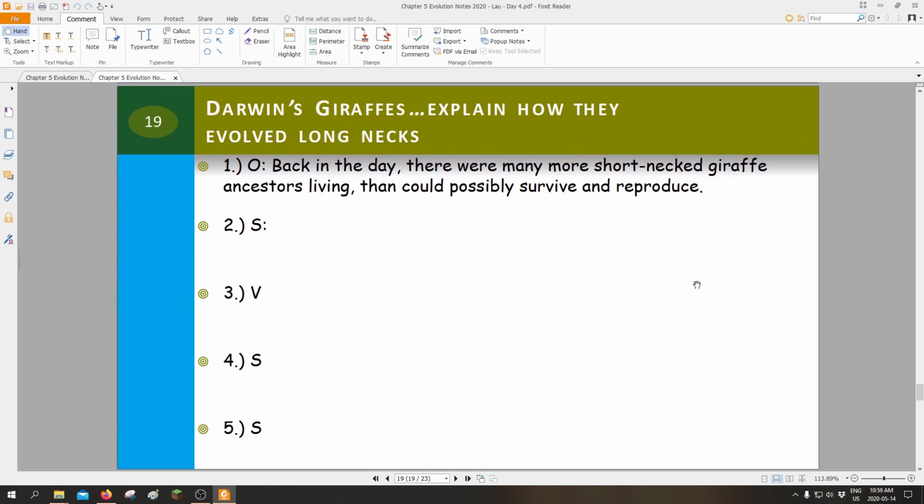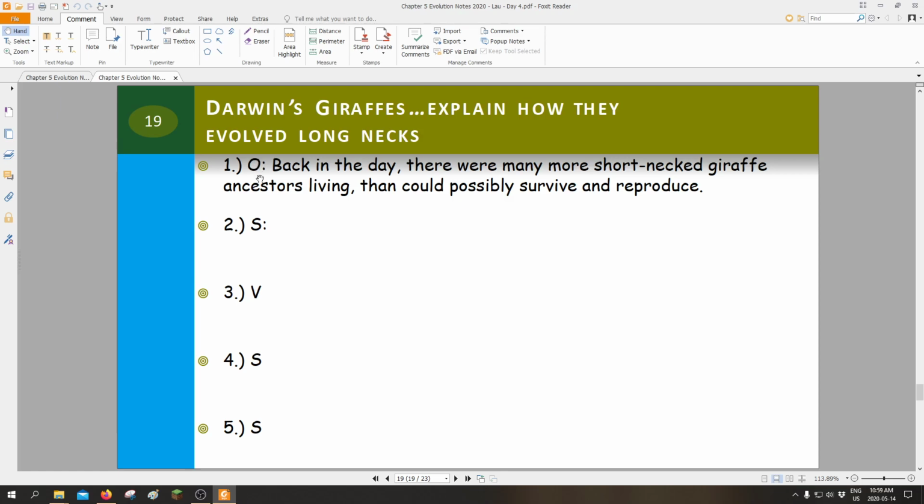So back in the day, there were many more short-necked giraffe ancestors living than could possibly survive and reproduce. Maybe there was not enough land. Maybe there were not enough mates to mate with. Maybe there's not enough food for these short-necked giraffe ancestors to live. So why or how does Darwin explain the evolution of a giraffe using these 5 points?